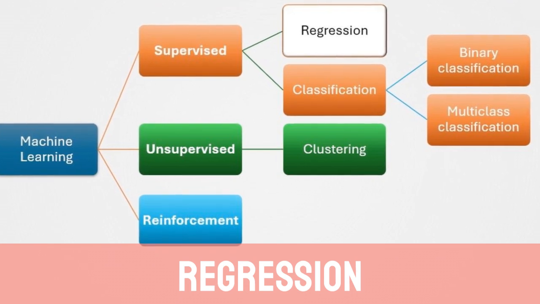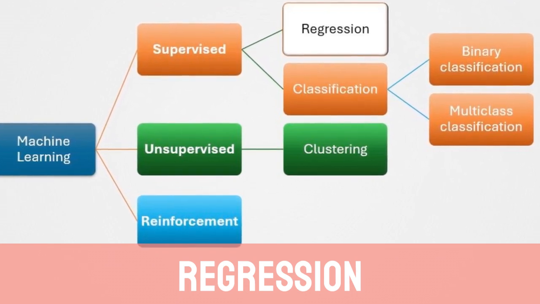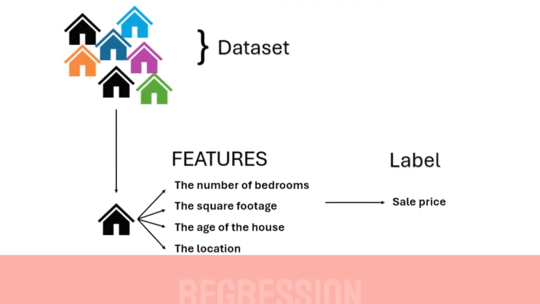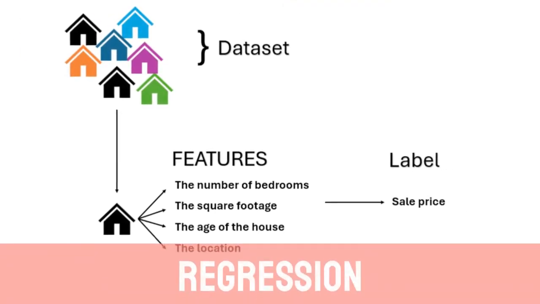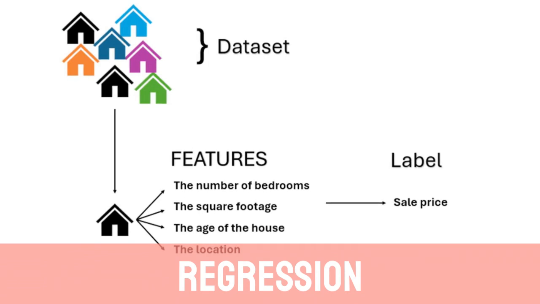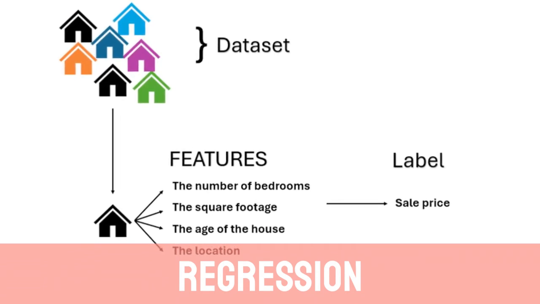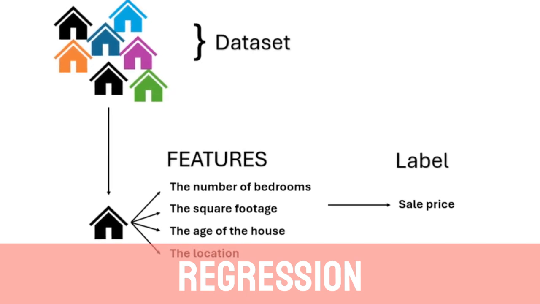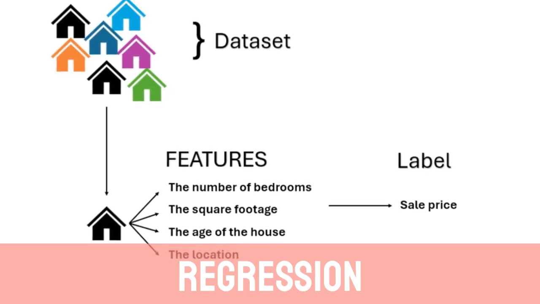Let's look at the basics of how regression works. Think back to our house price example. A regression model uses the features of a house, like its size, number of bedrooms, and location, to predict a specific price. It's essentially drawing a line through all the past data to figure out the most likely price for a new house.